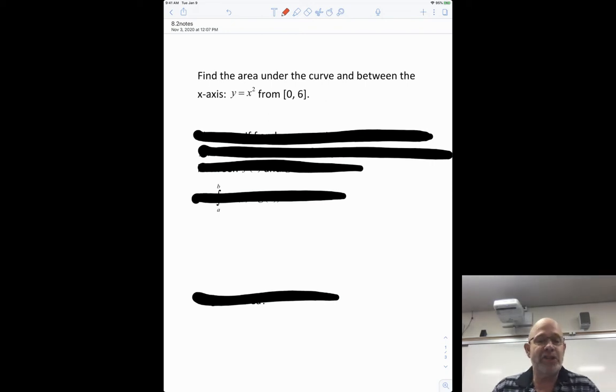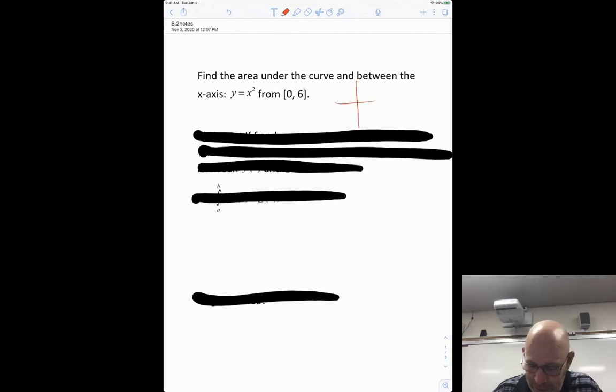Okay, section 8.2 is kind of going to continue an idea that we've done before about area under the curve, but instead of doing area under the curve, we're going to do area between two curves. So, quick little review. We've done lots of problems like this, right? Find the area under the curve between the x-axis and y equals x squared from 0 to 6.